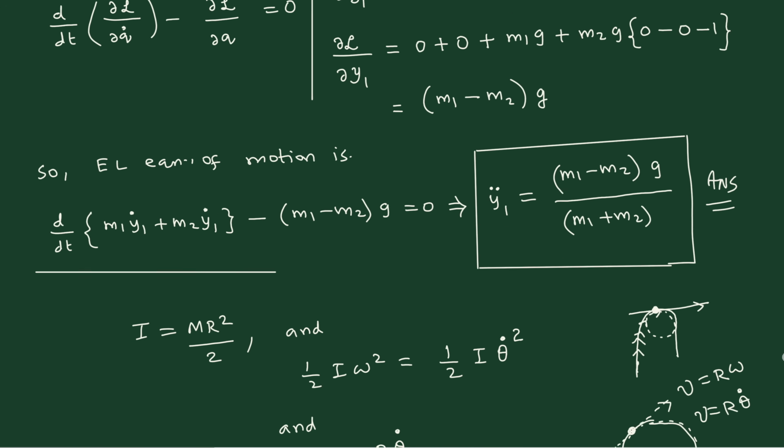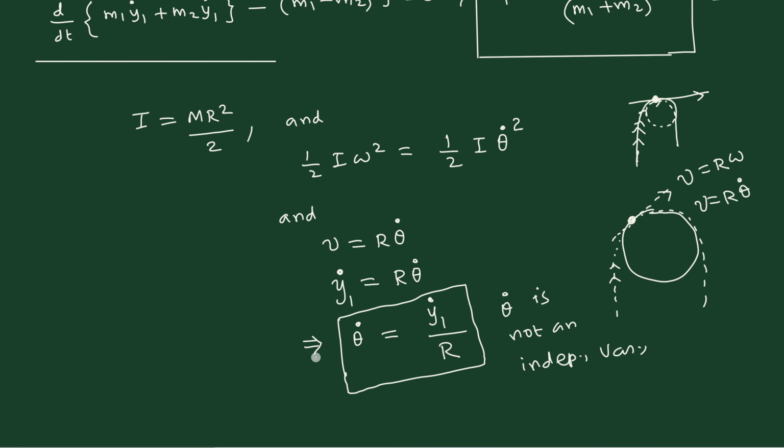But this equation tells clearly that theta dot cannot be an additional degree of freedom. It cannot be, because of the equality here. Theta dot is related to y1 dot, which means it cannot be an independent variable. Therefore, our problem still remains a one dimensional problem. So even after including the moment of inertia into the system, it is a one dimensional problem, and therefore we can solve the problem easily.